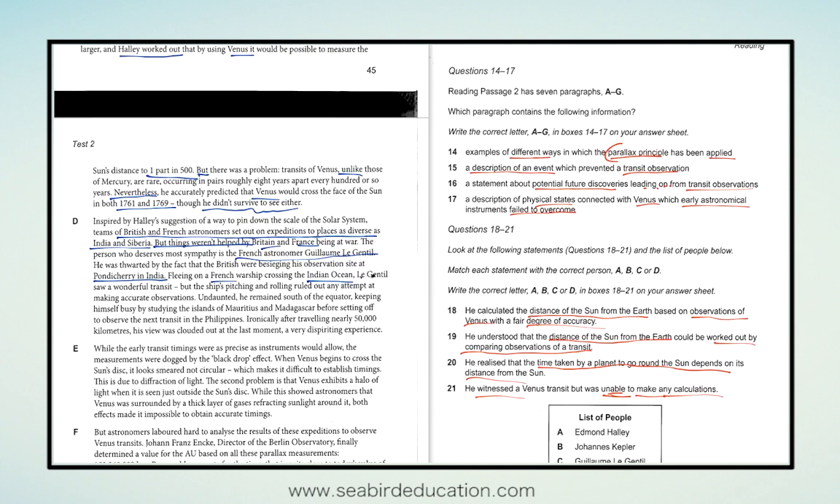Ocean, French warship, undaunted. That's an adverb, it's an adverb, adjective, but it's related to the rest of the sentence. Mauritius and Madagascar, Philippines, ironically, a nice adverbial, to 50,000 kilometers. Okay, why are they as precise?